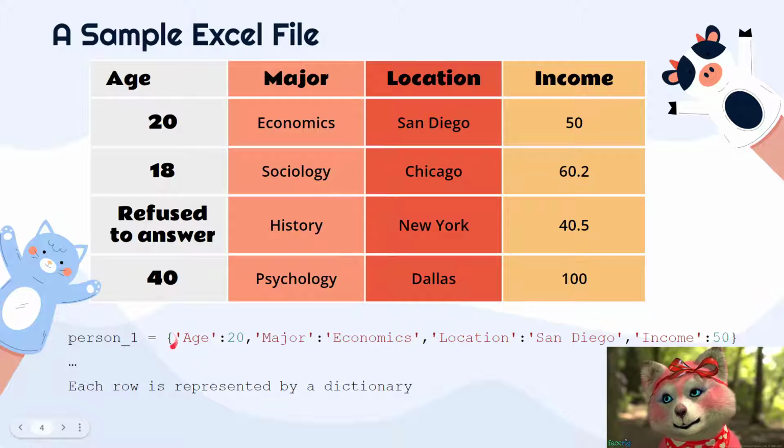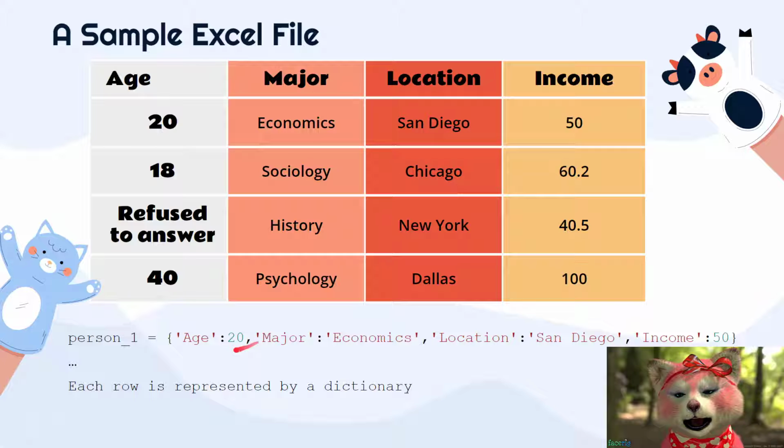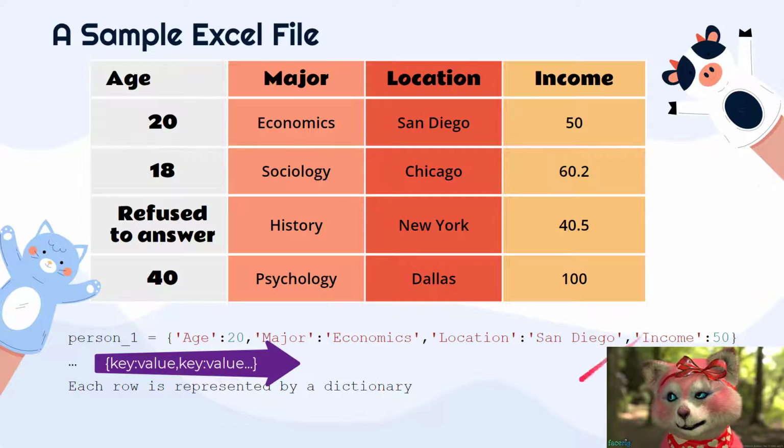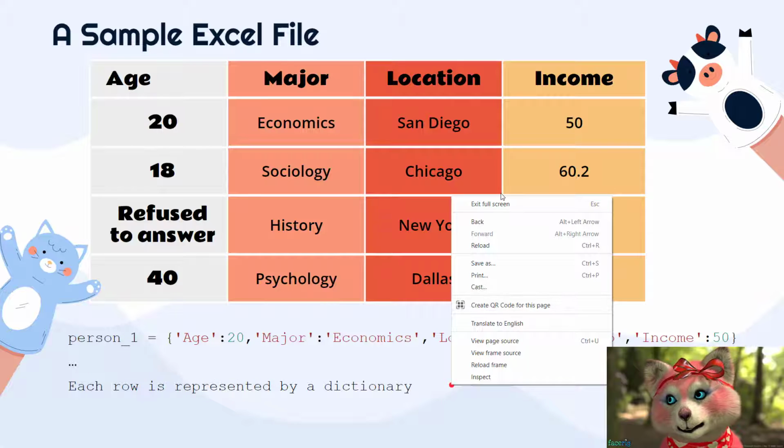This is a dictionary because it has curly brackets on the outside, and we have 4 different items, and each item is separated by a comma, and each item is a pair of key and its value. So the first item is a pair of key and value, which is age and 20, and the second item is major and economics. So the whole dictionary can represent the first row, which stands for a person. So let's see what kind of operations we can do with this row using the for loop here.